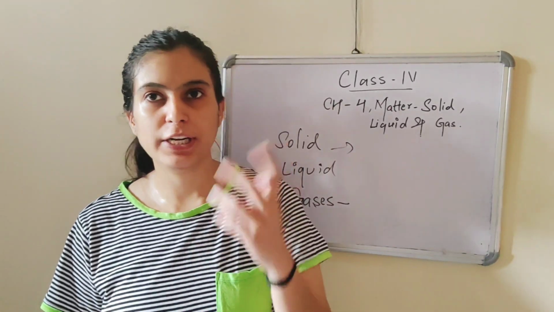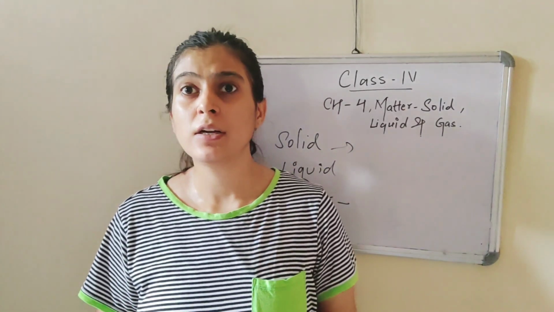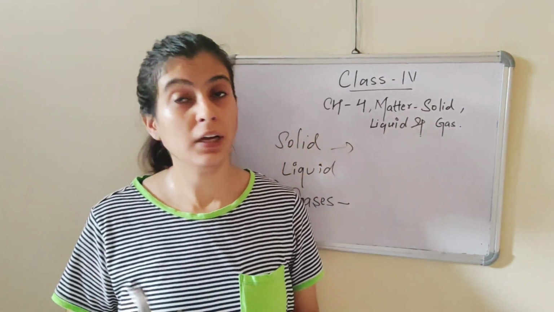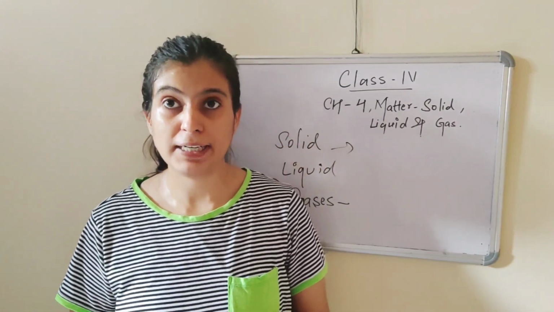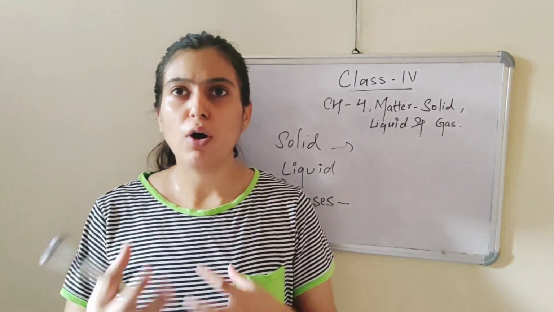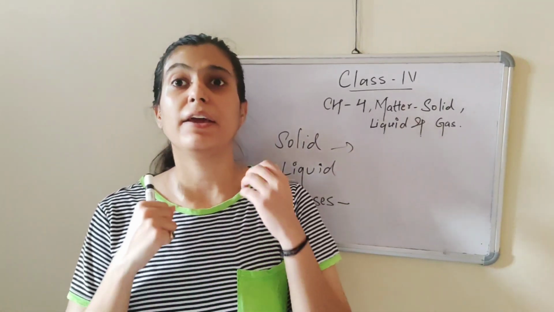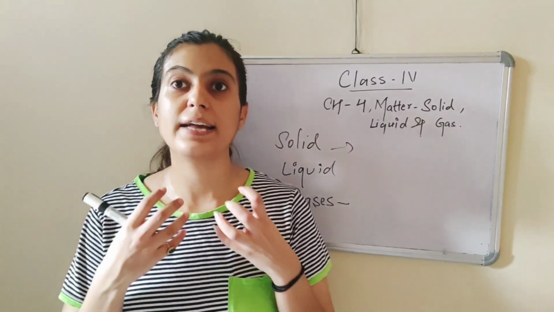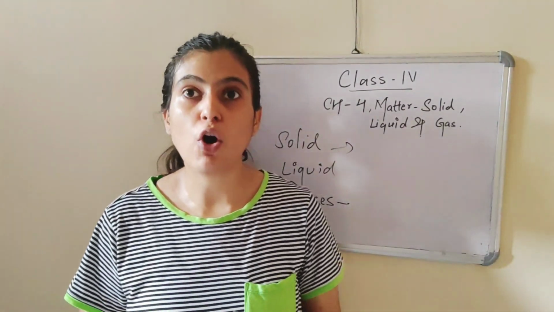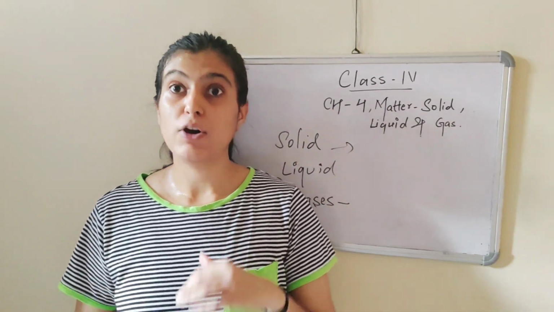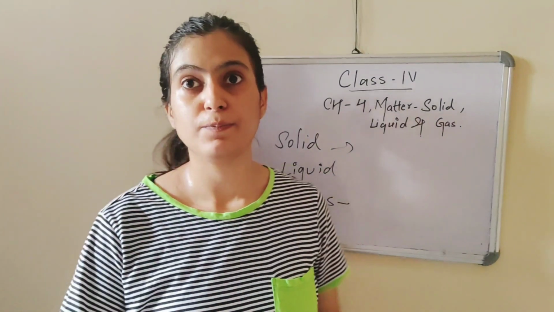For example, your table is also matter. This marker is also matter. Even the clothes you are wearing are considered matter. Also, your ball, your chalk, duster, pen, everything around you which occupies space and has mass is called matter. Now, what do I mean by occupying space?